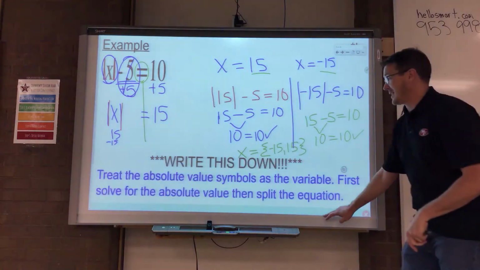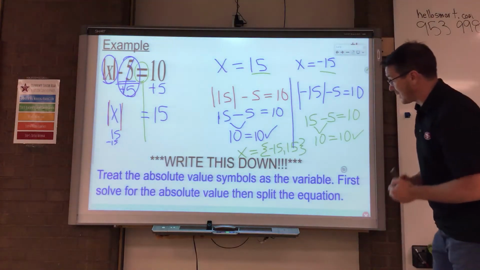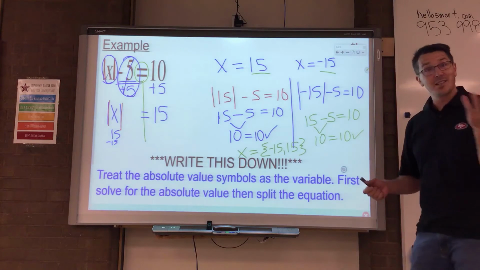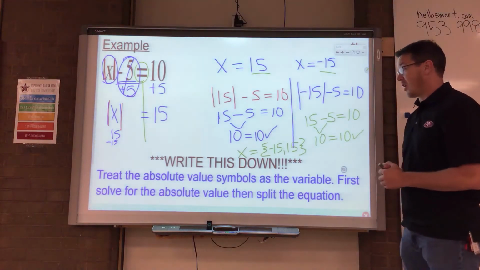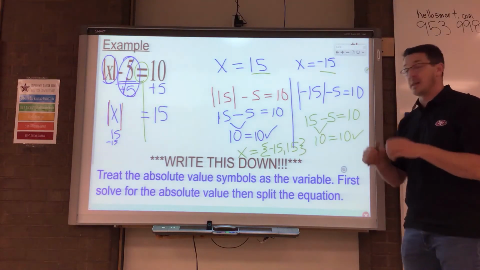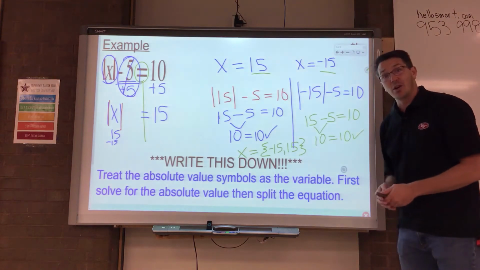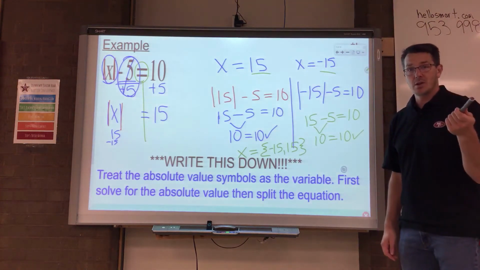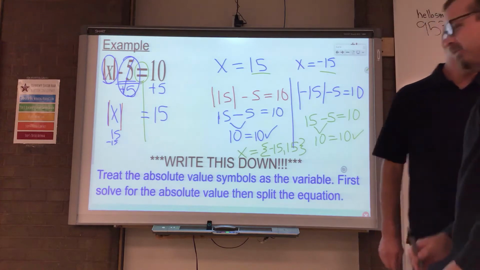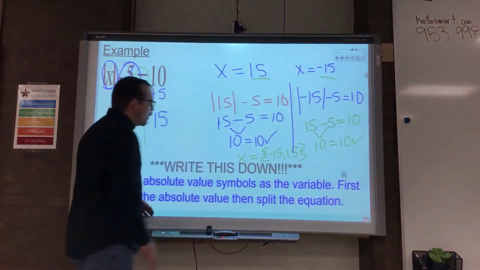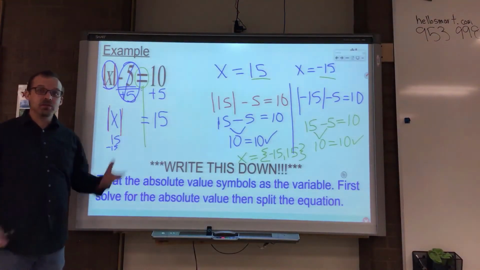And then it says, write this down. Treat the absolute value symbols as the variable. That's what I just talked about, right? First solve for the absolute value, then split the equation. Make sure that goes in your note. All right, Mr. Nelson, show us how it's done. It's something that will help you guys remember to always treat the absolute value as even a variable. You need to get that alone first.